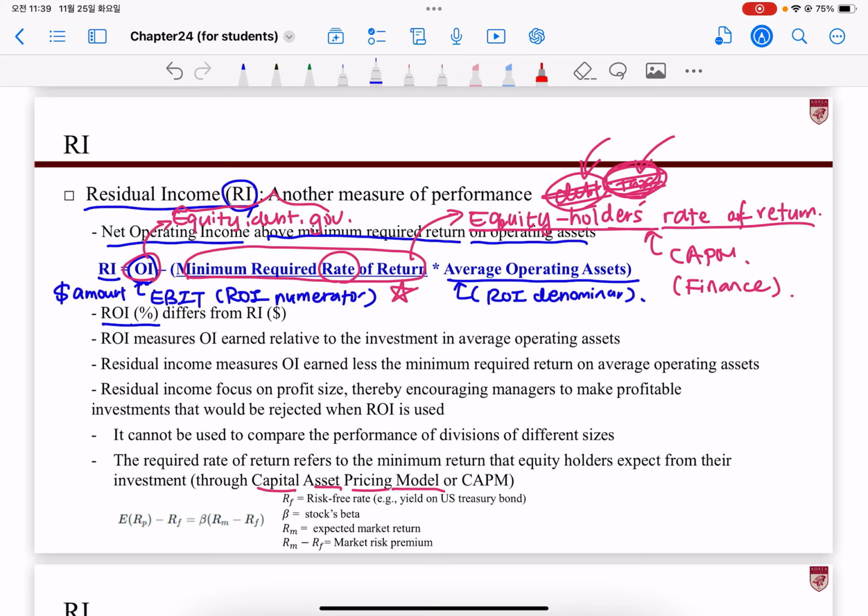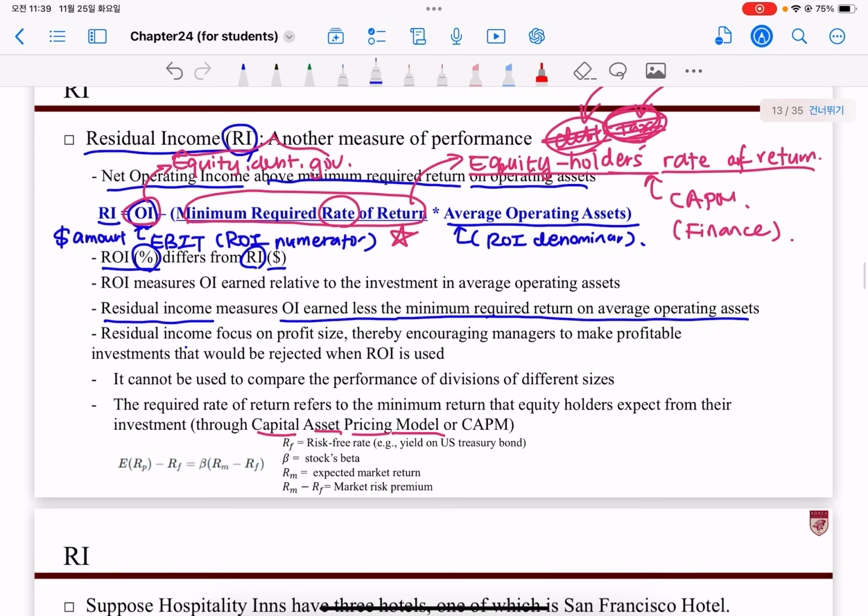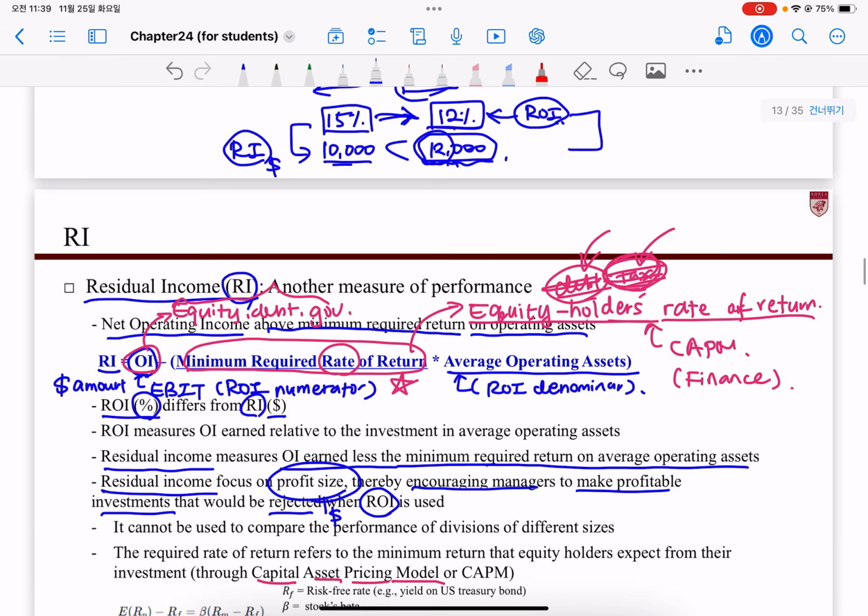ROI is in terms of percentage. RI is in terms of dollar amount. Residual income measures, right? The OI earned less the minimum required rate of return on the average operating assets. Residual income focuses on the profit size, meaning the dollar amount, right? So sometimes it can encourage managers to take up the investments that would have been rejected when you only rely on the ROI. This has been briefed here.